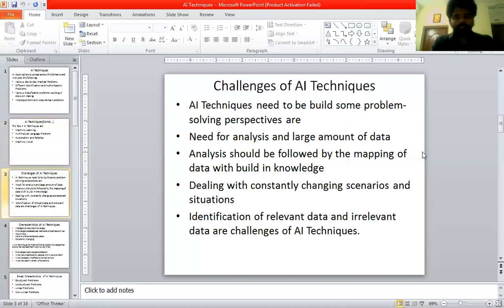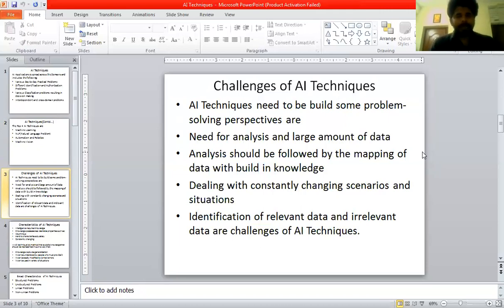Next, what are the challenges that we are facing in an artificial intelligence system? Mainly, there are some from the problem-solving perspective. The first one is the need for analysis of a large amount of data, and the analysis should be based on mapping the data to build knowledge.